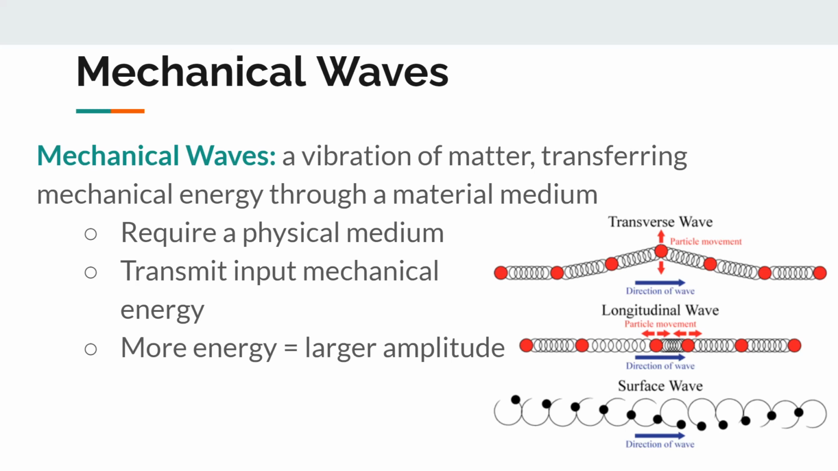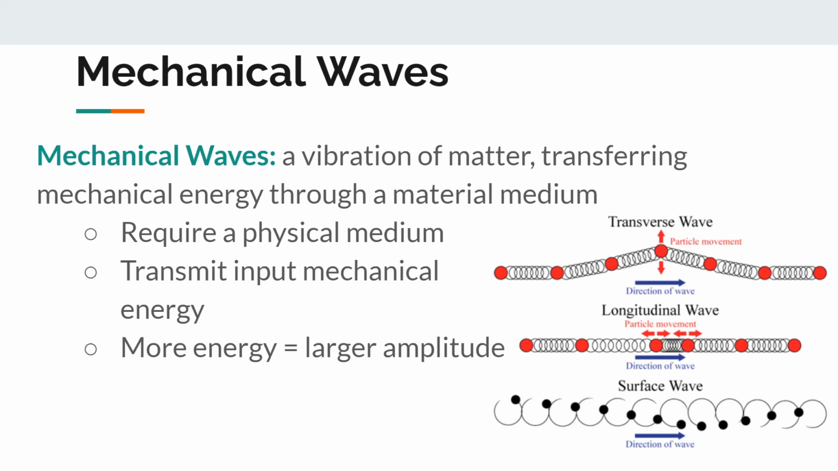Your mechanical waves are going to transmit whatever mechanical energy you put into them. So if you make a wave by just shaking the end of a slinky or the end of a string up and down, they're going to transmit that energy through that string or through whatever that medium is to the other side. And assuming that we have perfect conditions where we don't have energy loss due to friction or air resistance or whatever else, then the total amount of input energy that you put in, that's how much you're going to get out at the end of that wave cycle.